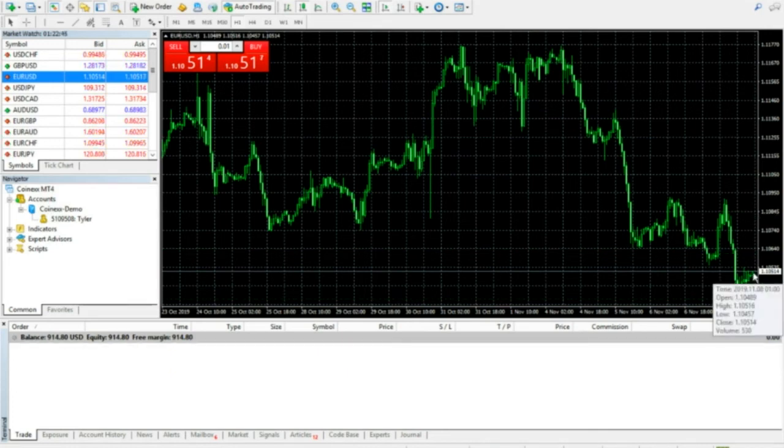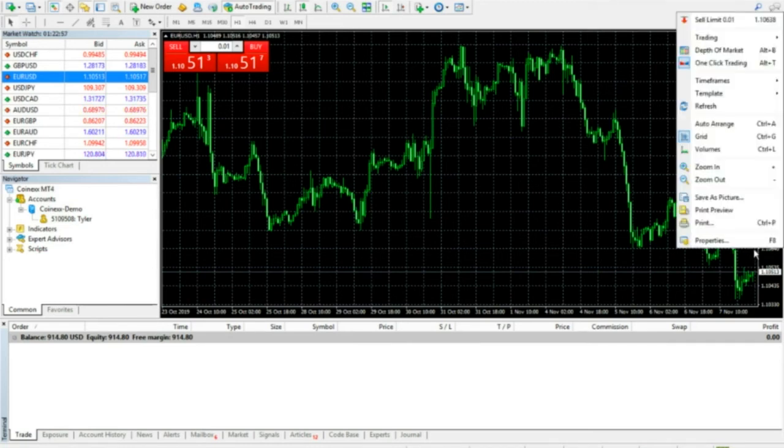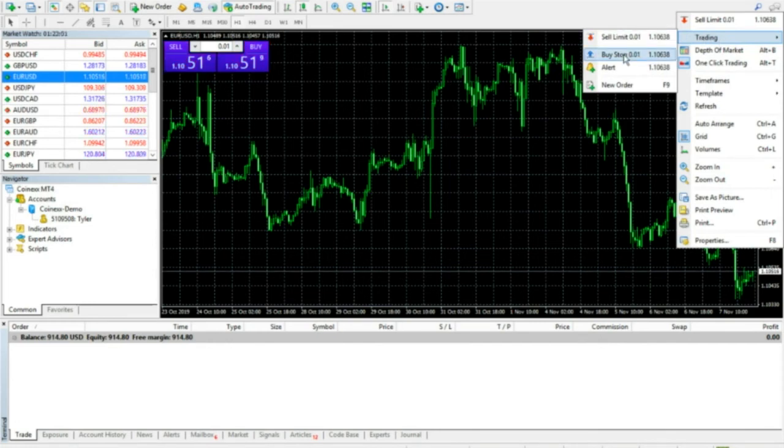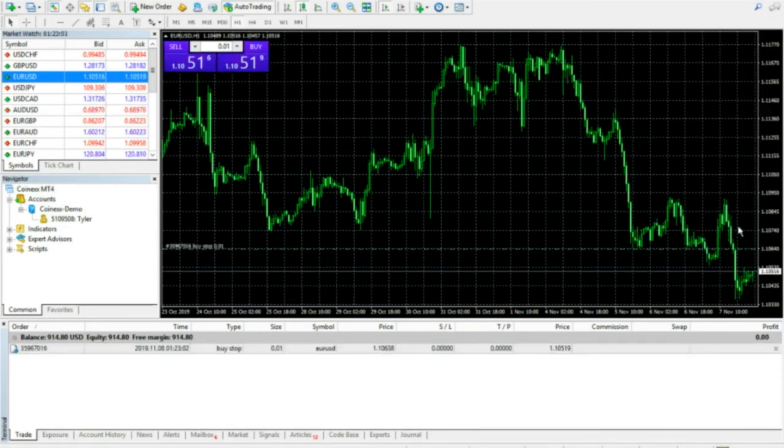Now, let's say that you think the market is going to come up to this point, but instead of it going back down, you think once it hits this point, it's going to continue to go up. Then all you have to do is right click as well, go up to where it says trading, and click on buy stop. And there you go. So a buy stop, like we just learned, means that if the market continues to come up and hits this line, it's automatically going to open a buy position, and we're hoping for the market to continue to go up. The complete opposite would be a sell stop.